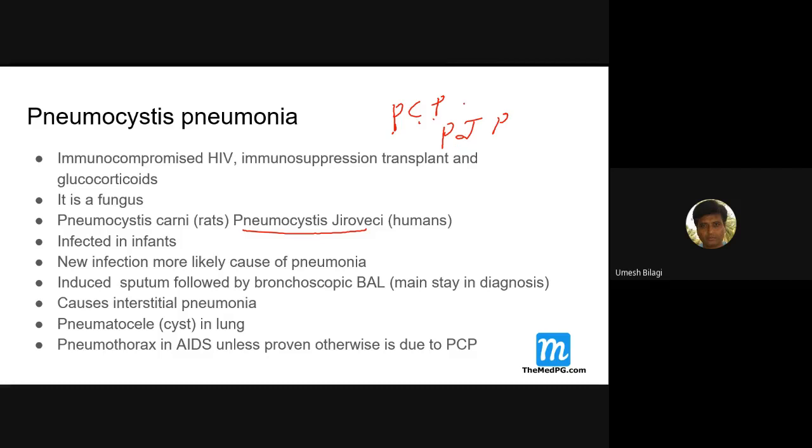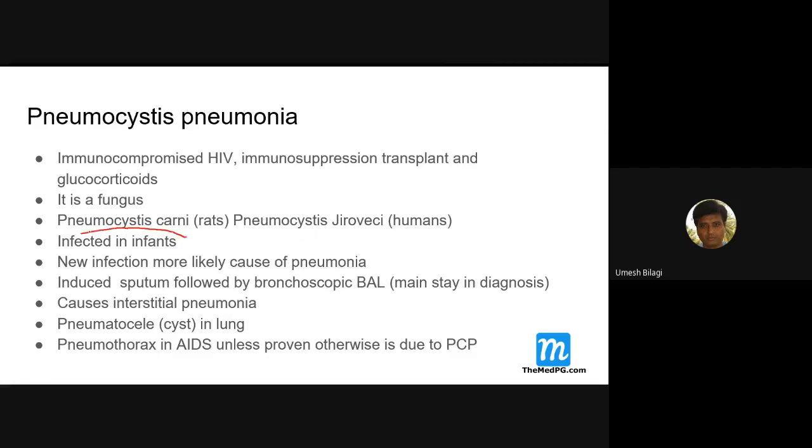It is acceptable to call it PCP also, but PJP sounds more relevant and should be the correct term. So, pneumocystis jirovecii pneumonia in humans is called PJP.